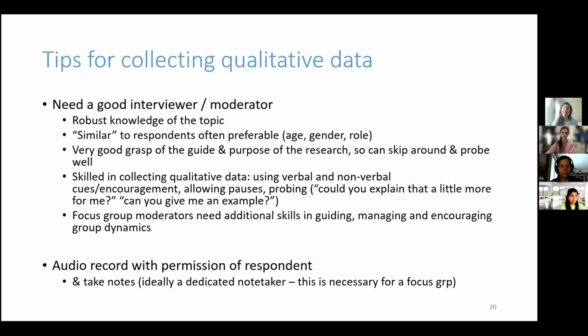And it's really nice to have a dedicated note taker. It is a must to have a dedicated note taker for a focus group. So to staff a focus group, you need a moderator and a note taker at minimum. So just bear that in mind. It's nice to have one for interviews, but it's not strictly necessary.